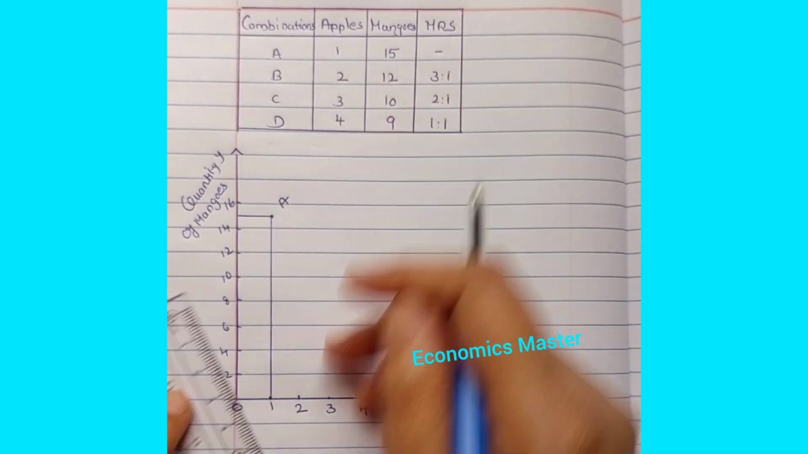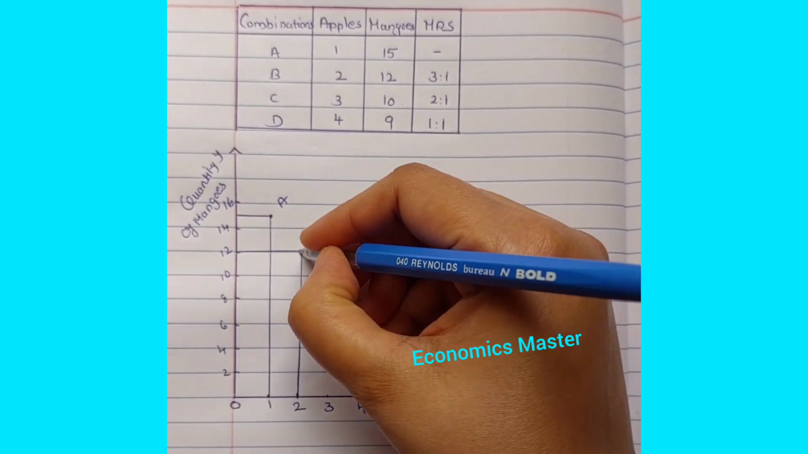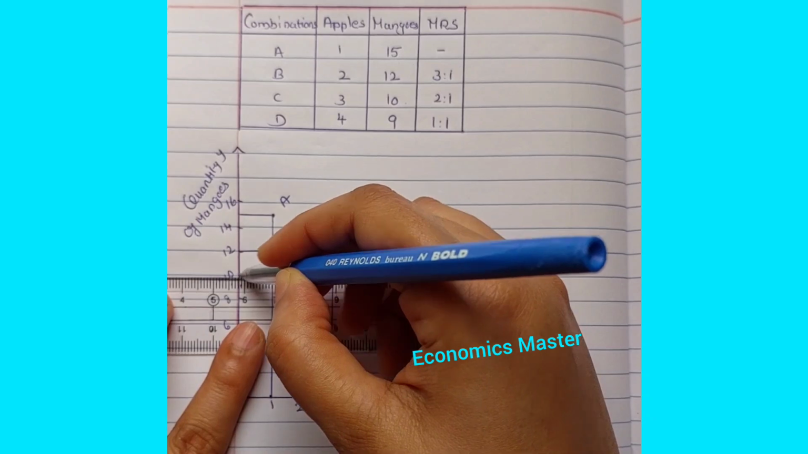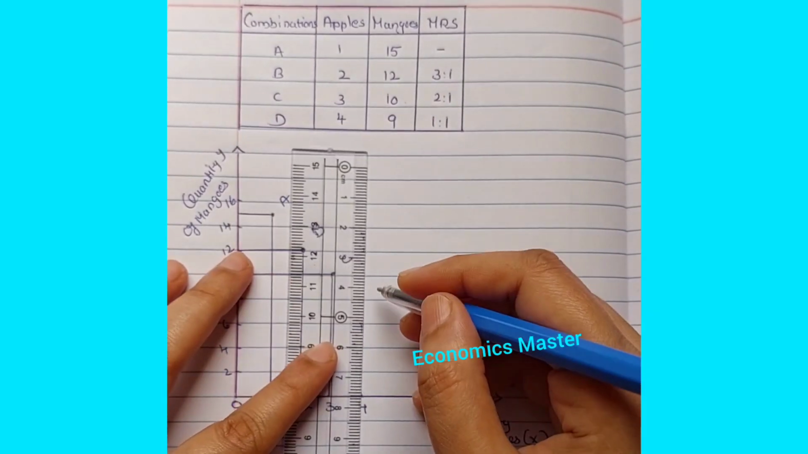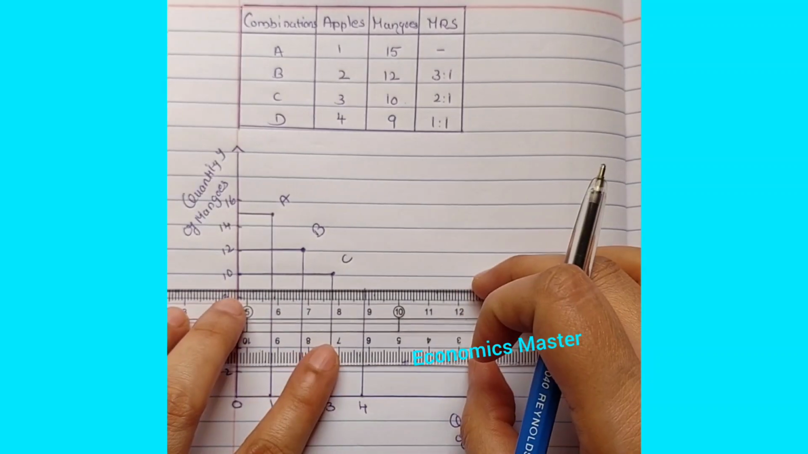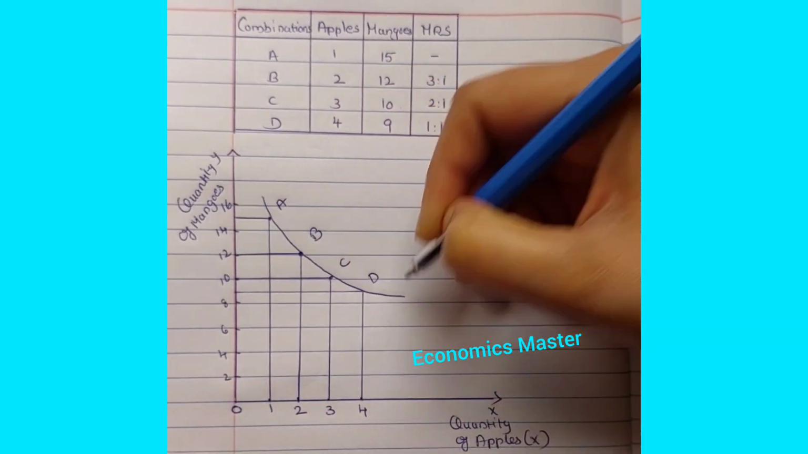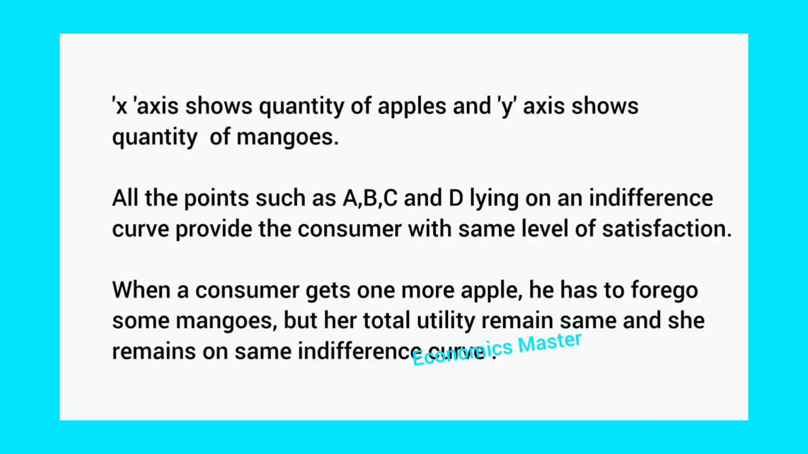Then combination B, 2 apples and 12 mangoes. Combination C, 3 apples and 10 mangoes. Combination D, 4 apples and 9 mangoes. Join all these points, we will get an indifference curve. All the combinations will give him the same level of satisfaction.